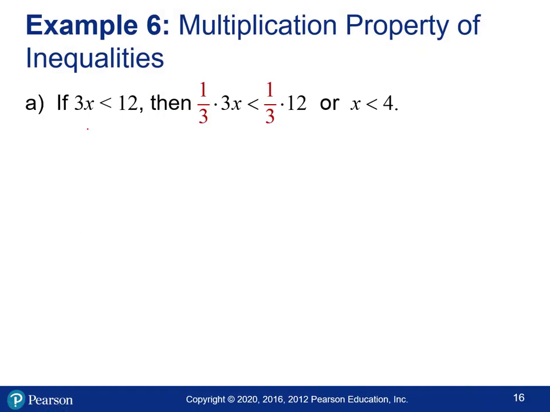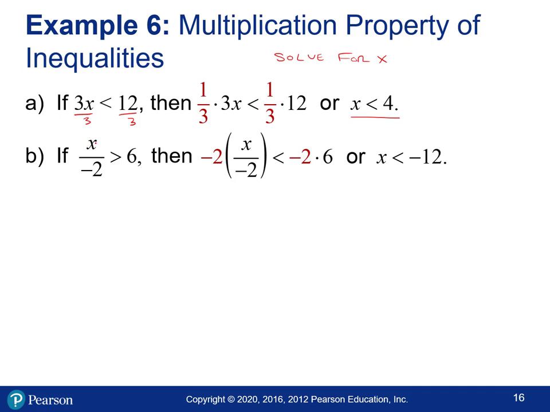How about this example? If 3x is less than 12, then look what happens when we solve, because you always want to solve for your variable. We're solving for x, and so you can think of it as just dividing both sides by 3, but that's the same as multiplying by 1/3. And so if we started with 3x is less than 12, that's going to mean that x is less than 4 when we simplify and solve.